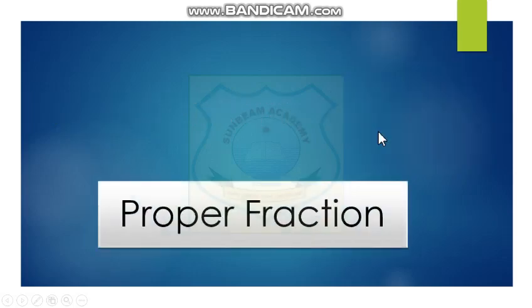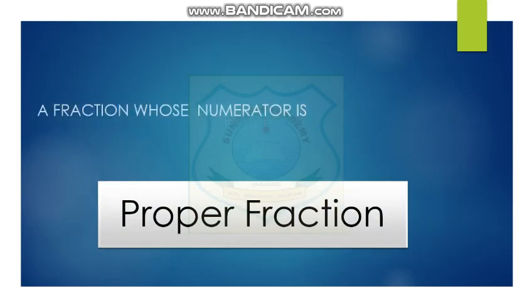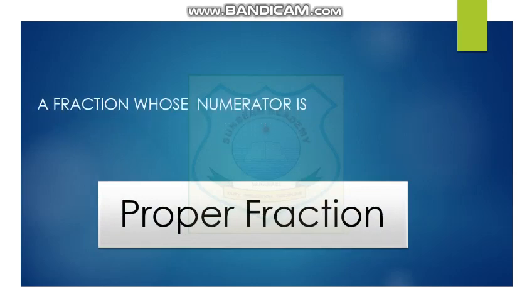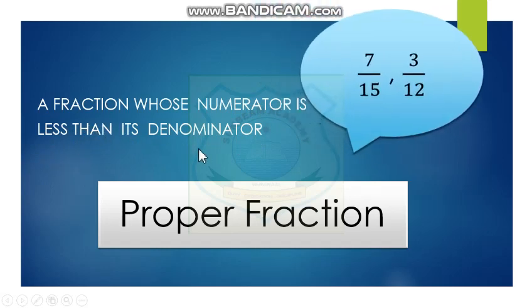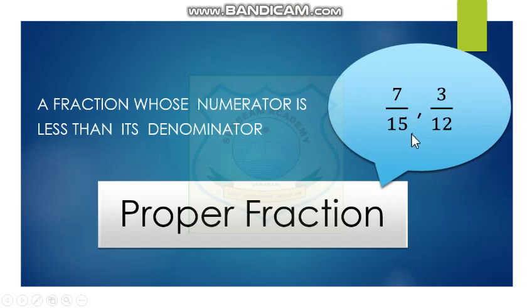Next one is proper fraction. A proper fraction is one in which the numerator is less than the denominator. Numerator is less than the denominator. Let's see with an example. 7 by 15. It's a proper fraction. Here numerator 7 is less than its denominator. In this case also you can see the numerator is less than the denominator.